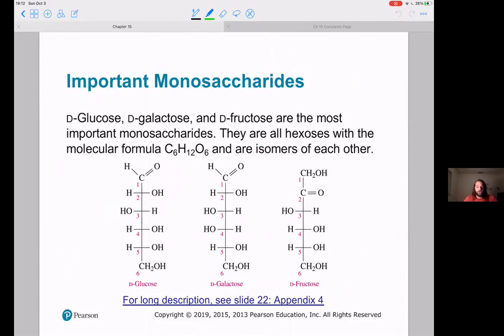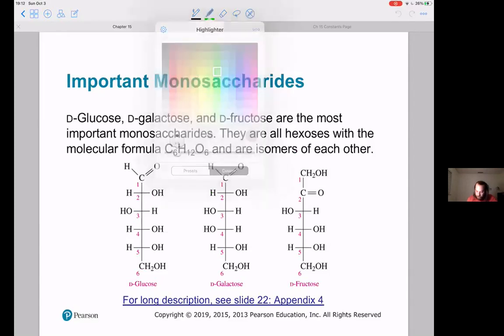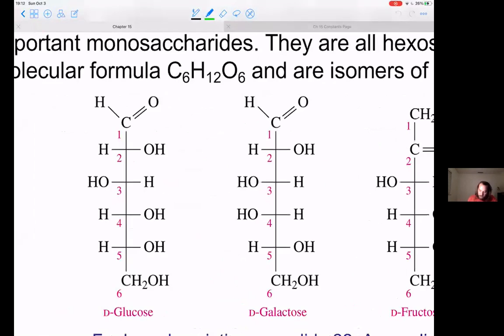Glucose and galactose are aldohexoses, whereas fructose is a ketohexose. So let's see if we can spot the difference between glucose and galactose. Notice that it is just the stereochemistry of your fourth carbon. Right, so in D-glucose, the hydroxyl group on the fourth carbon is on the right, whereas in D-galactose, the hydroxyl group is on the left on the fourth carbon. So that's the only difference.